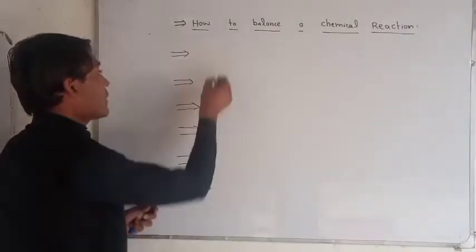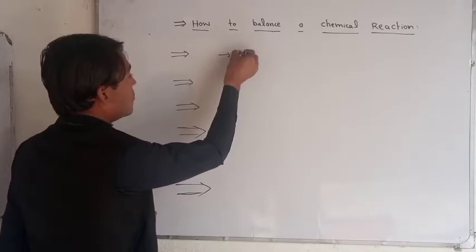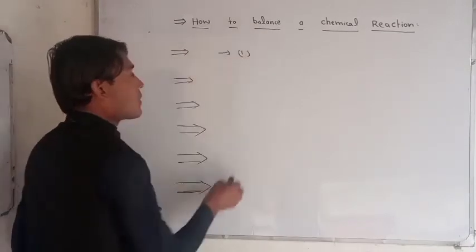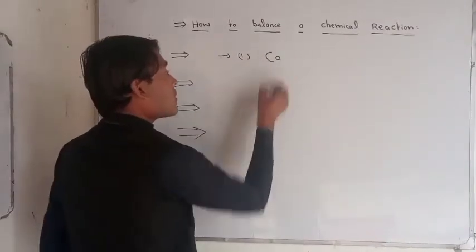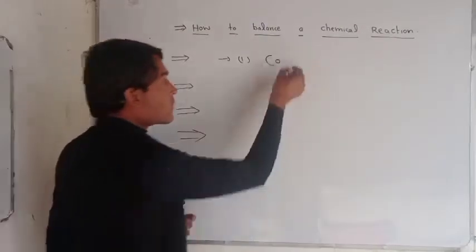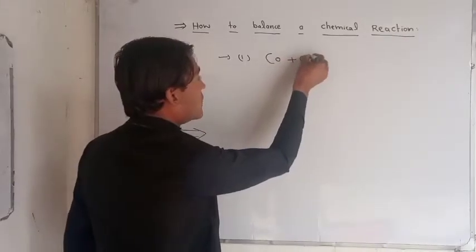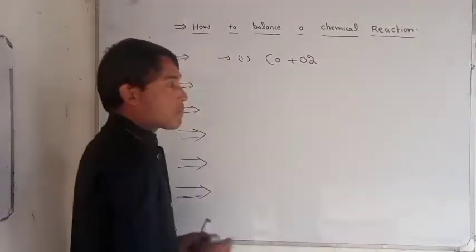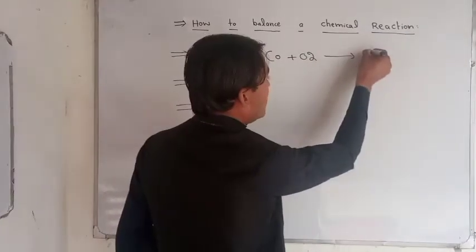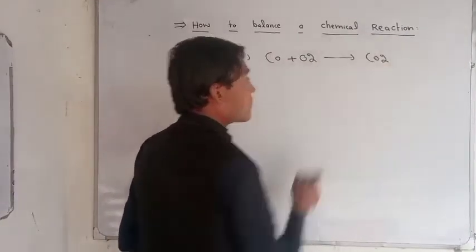So let's talk about reaction number 1. Carbon monoxide reacts with O2, and what we get is carbon dioxide.